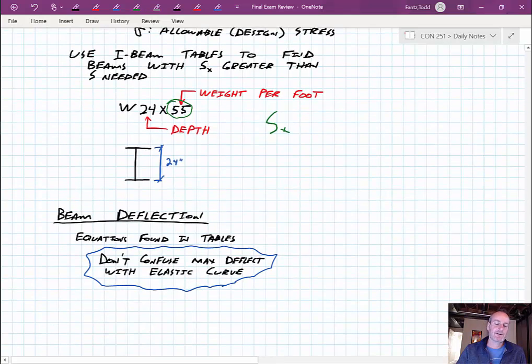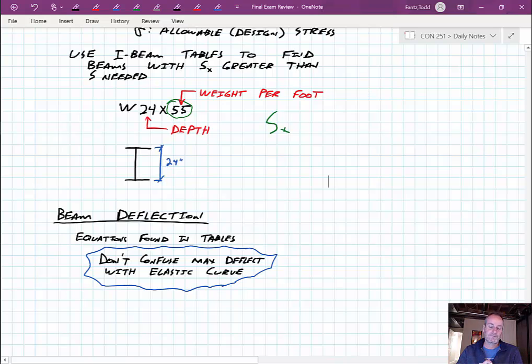Now, we also said after we pick our I-beam, we need to make sure that it doesn't deflect too much. So it may be strong enough based on the section modulus, but it may have too much deflection. So we need to check that, right? How do we check the beam deflection? We have a table, and the table will have what type of loading it is, and you can put in your values and basically spit it out.